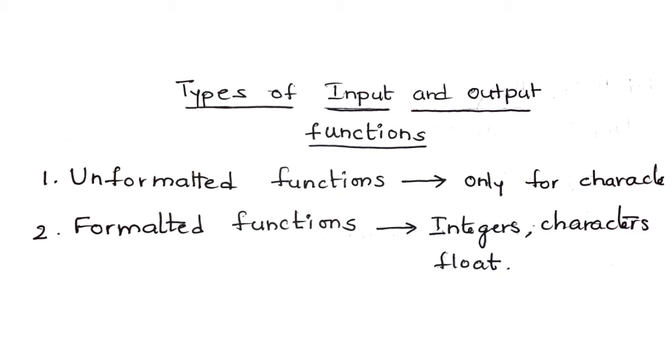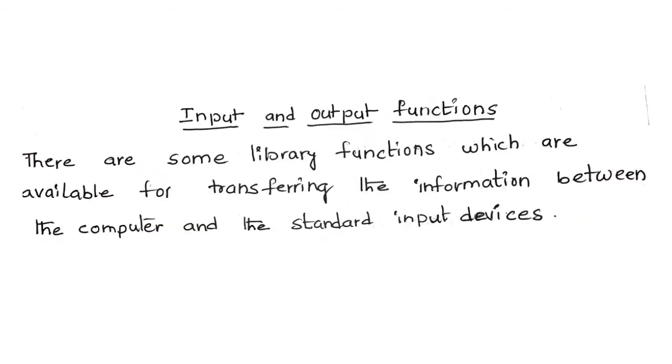Now going to types of input and output functions. Mainly there are two types of input and output functions. They are unformatted functions and formatted functions. Unformatted functions are used for characters only, means to read a character or to read a set of characters and display them. Formatted functions are used to display or to read integers, characters, and float type of data.